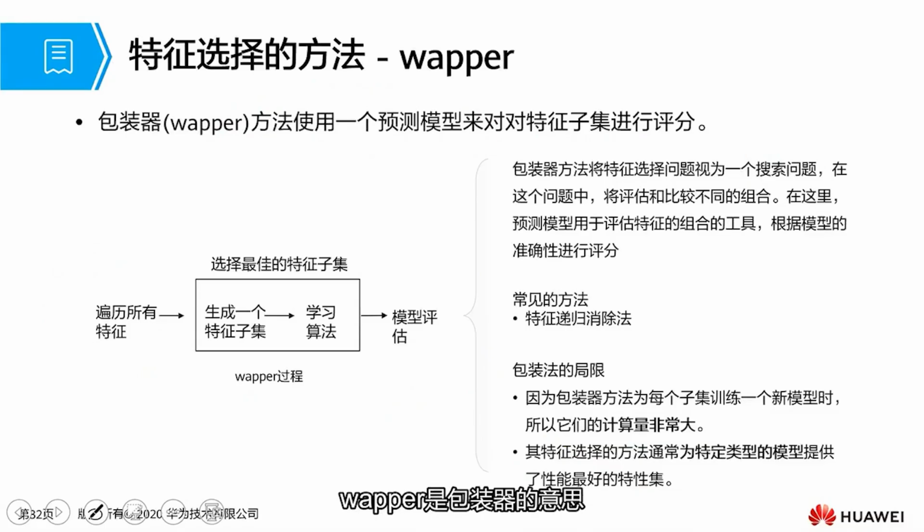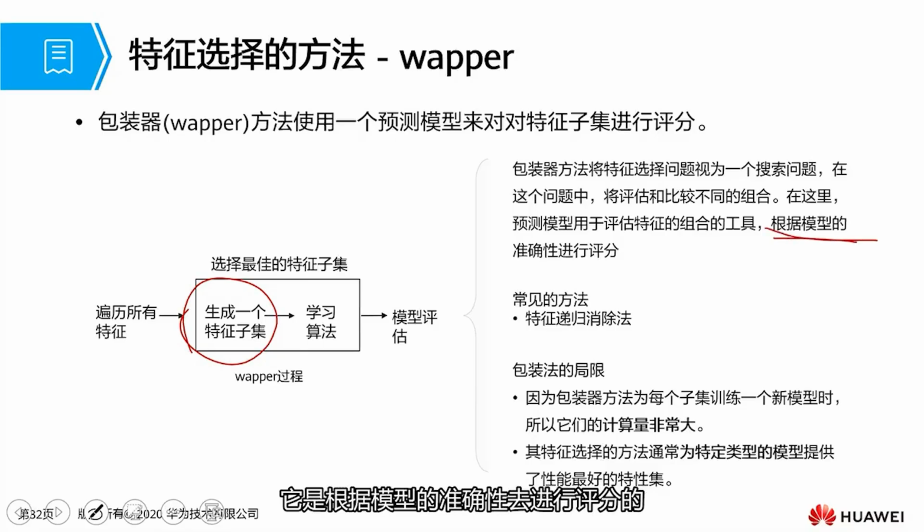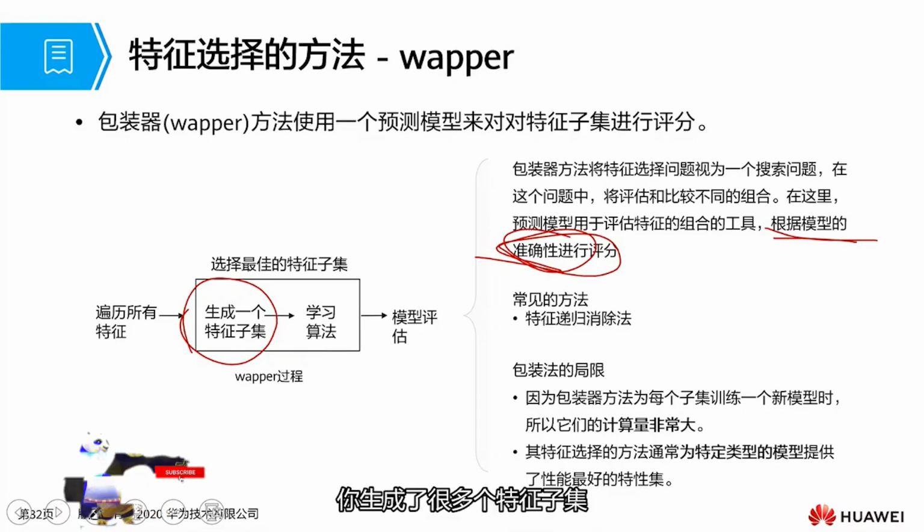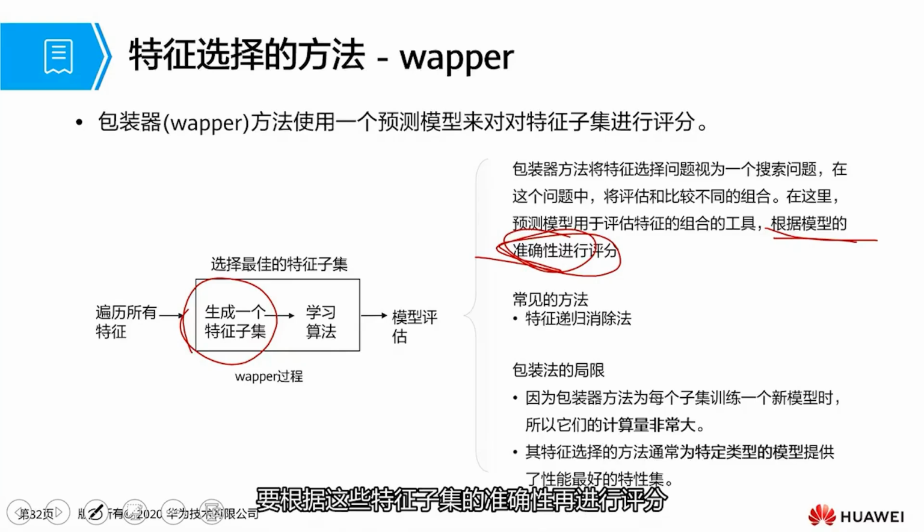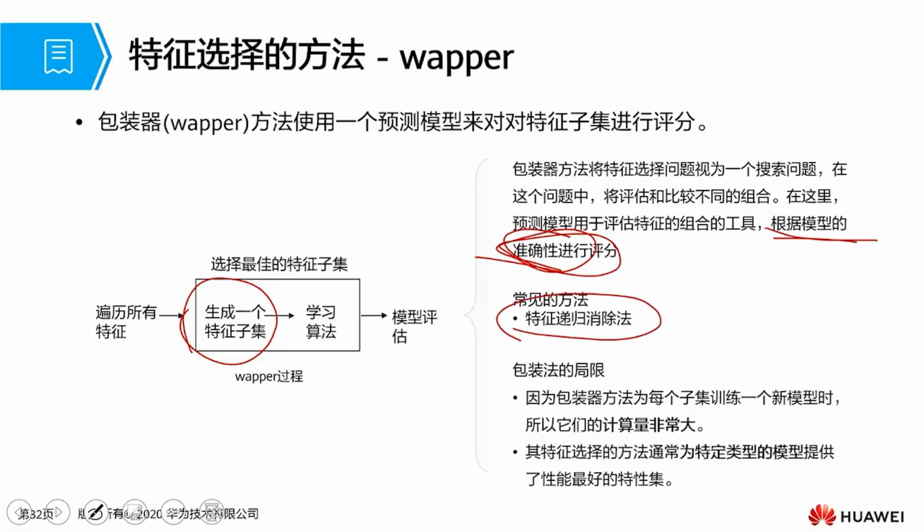Next is the wrapper method. Wrapper means packaging. What is the wrapper method like? It treats the entire feature selection as a search problem. It first traverses all features, then generates feature subsets, then looks at the performance of each feature subset. It is scored based on the accuracy of the model. You have generated many feature subsets, and further score them based on their accuracy. Select the more accurate subset of features as the final result. A common method is recursive feature elimination.